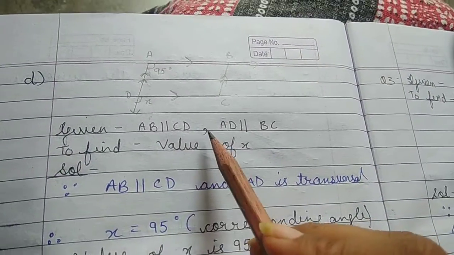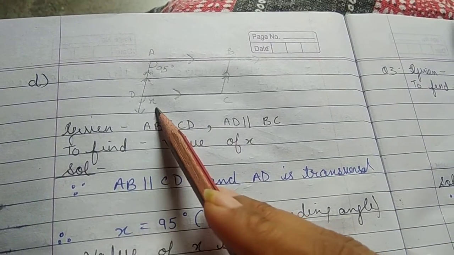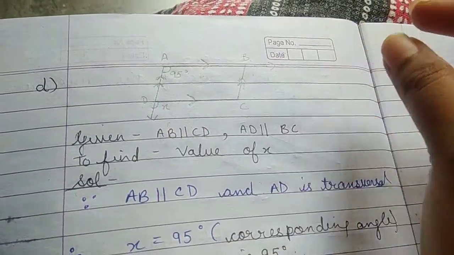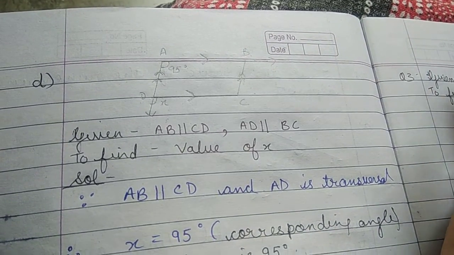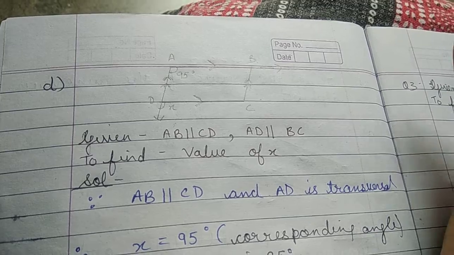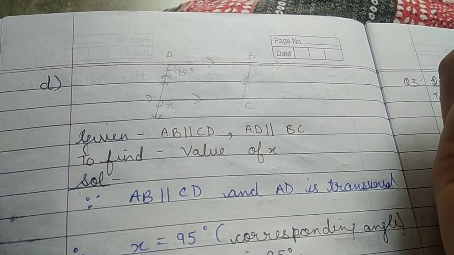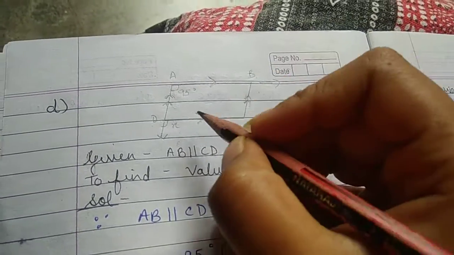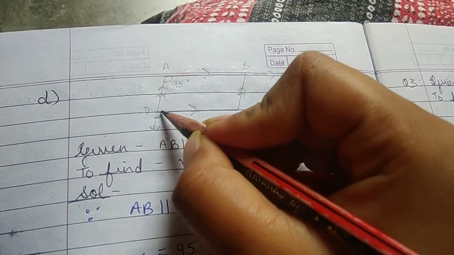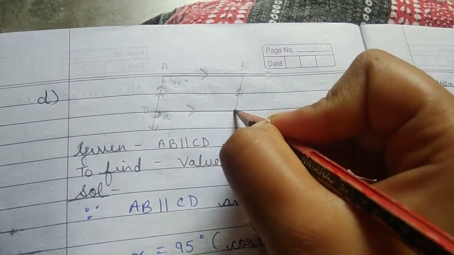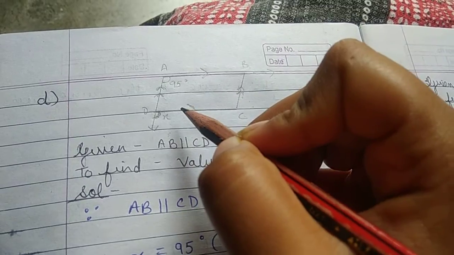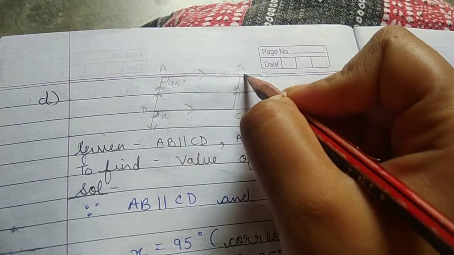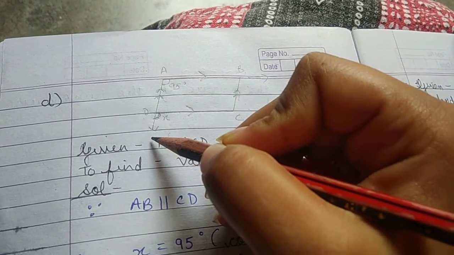So what is given? AB is parallel to CD, AD is parallel to BC. You have to find the value of X again. Now here in this question two different pairs of parallel lines is given. So first identify what you have to find, and for finding that angle, which pair of parallel line and transversal you should use. So we have to find this angle. For finding this angle we will use DC and AB as parallel lines, and AD as transversal.